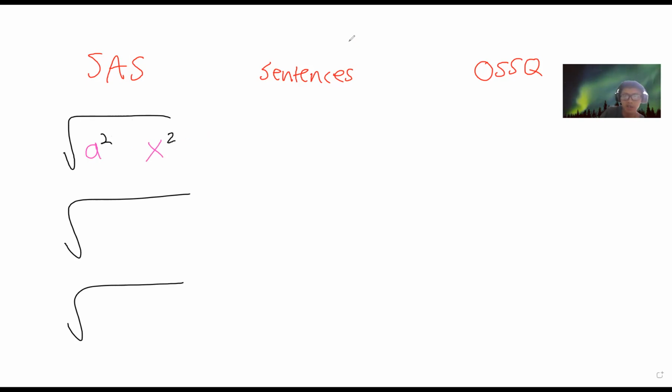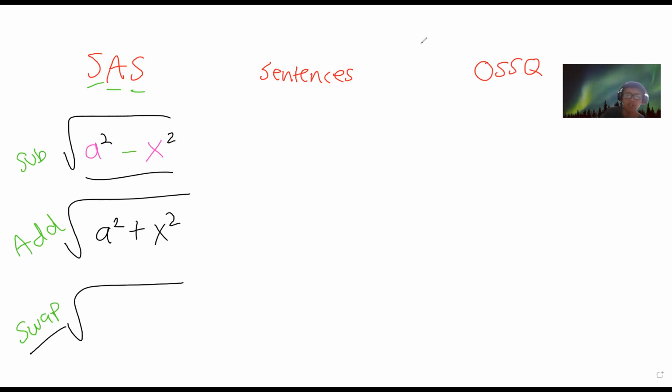And this is where the sass comes in, right? S is for subtract. Boom. A is for add. And the last S is for swap. All right, so we're going to do exactly that. We're going to do a squared plus x squared. Well, let's swap. You swap the first case. That's what's going on. So we're going to get x squared minus a squared. We got the left-hand column.